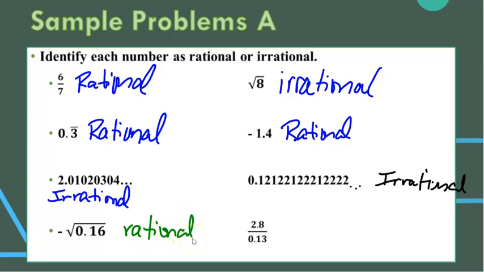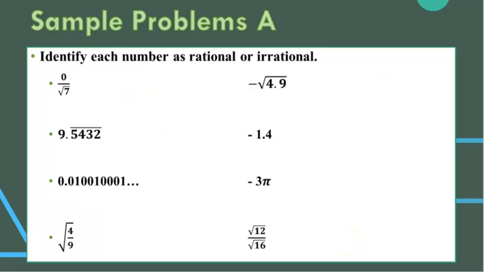And then the next one, we have 2.8 divided by 0.13. Now I can do the division, and it's written in fraction format. So for this one, it would be rational. And a few others, I have 0 divided by the square root of 7. Anything with a numerator of 0 is going to be equal to 0, which would make this rational.